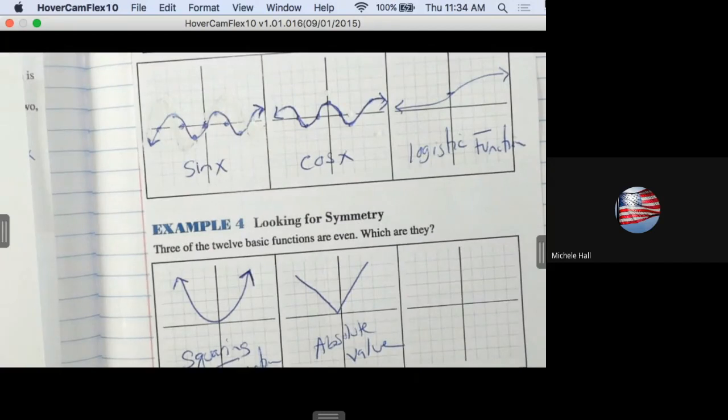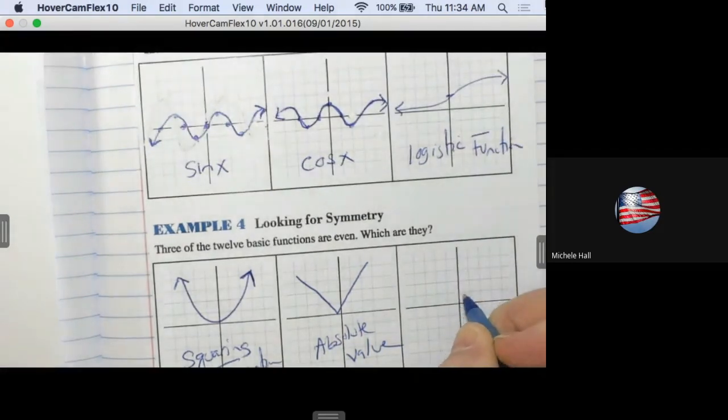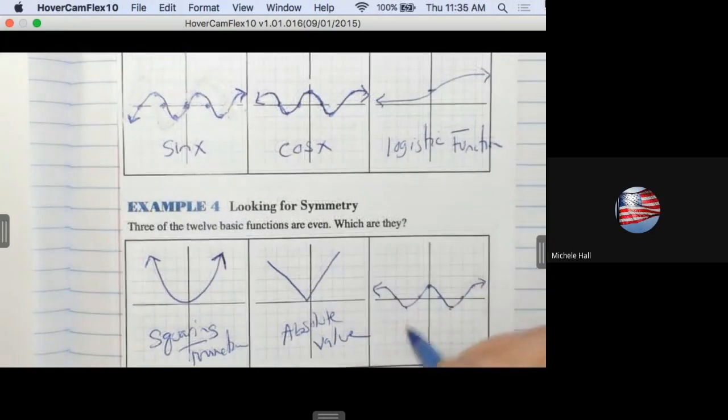Oh, well, you know what? I'm thinking cosine maybe. That seems to have symmetry. If I folded it in half, would it land on itself? I would say so. Cosine starts above the axis.